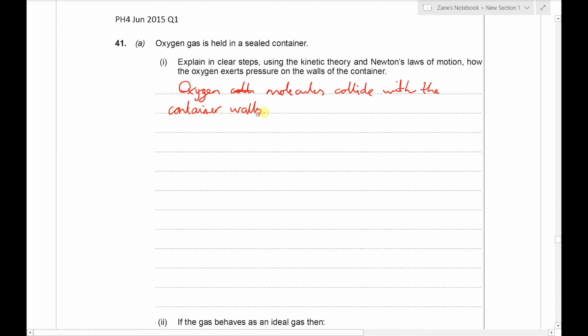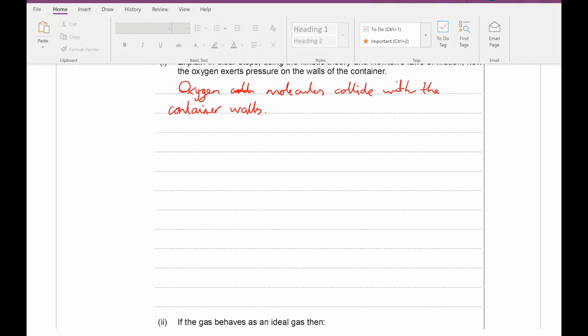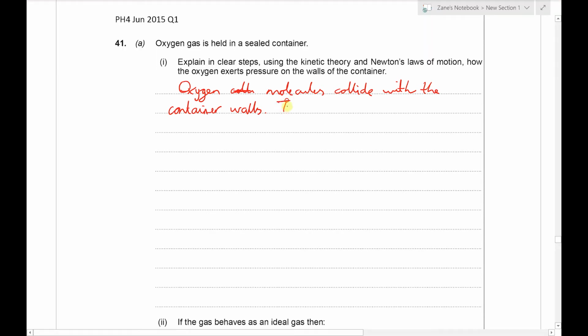Now in doing so, those oxygen molecules will change their momentum. They'll have some momentum initially in the positive direction before they hit the wall. Once they rebound, even if they're moving at the same speed, which would be a consequence of the fact that we assume that collisions are elastic, their momentum is different because their velocity is different. So let's summarize that and just simply say that, therefore, there's a change of momentum for the molecules.